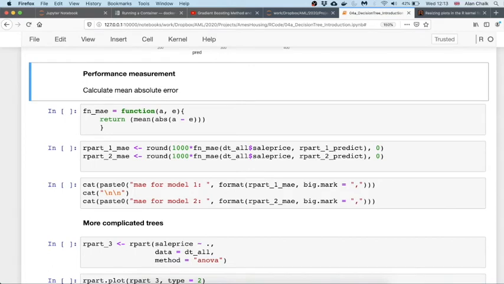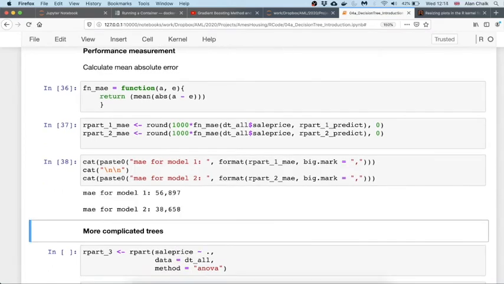Let's calculate the mean absolute error. Unsurprisingly, it is not a very good model. The mean absolute error for the second model, where we allowed the decision tree to use 2 features, is $38,000. You remember the semi-decent accuracy we were getting last week was something like $14,000 or better.